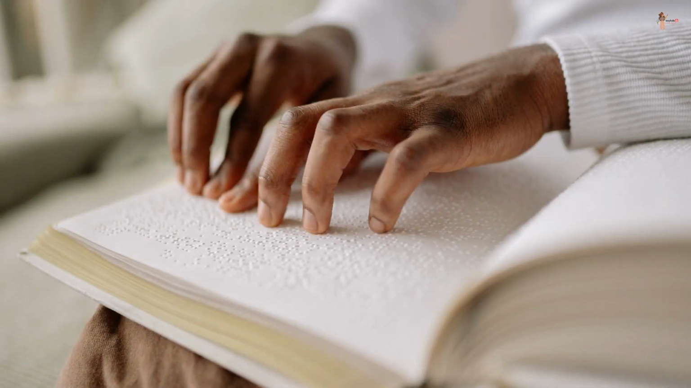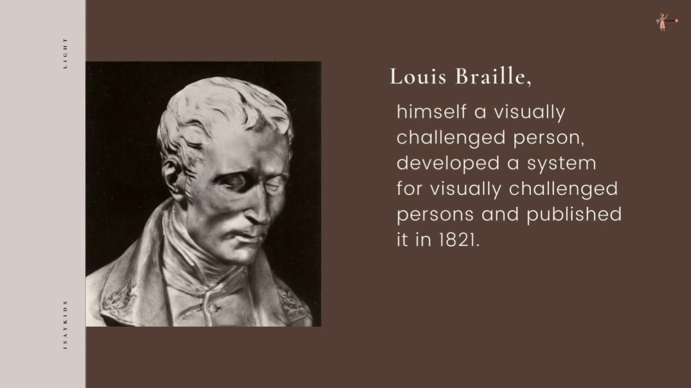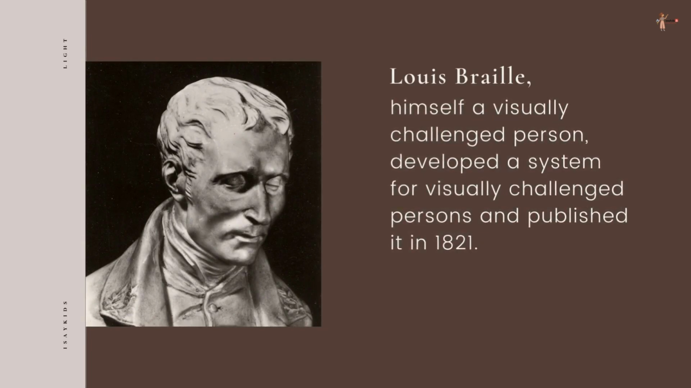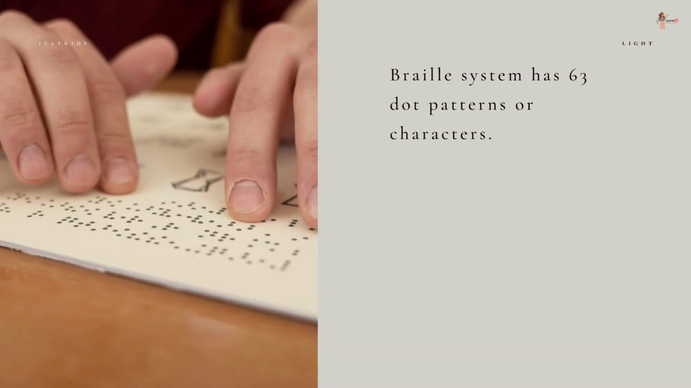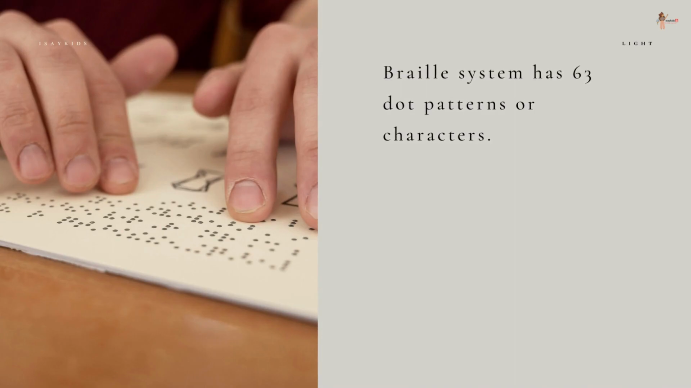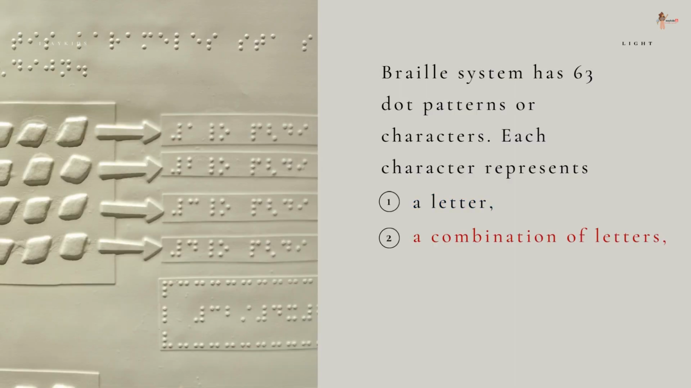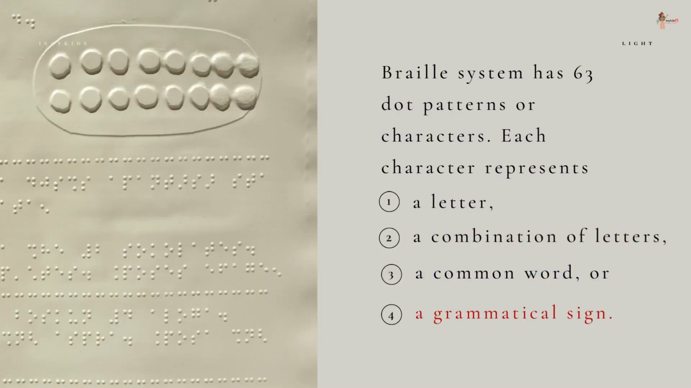The most popular resource for visually challenged persons is Braille. Louis Braille, himself a visually challenged person, developed a system for visually challenged persons and published it in 1821. Braille system has 63 dot patterns or characters. Each character represents a letter, a combination of letters, a common word, or a grammatical sign.